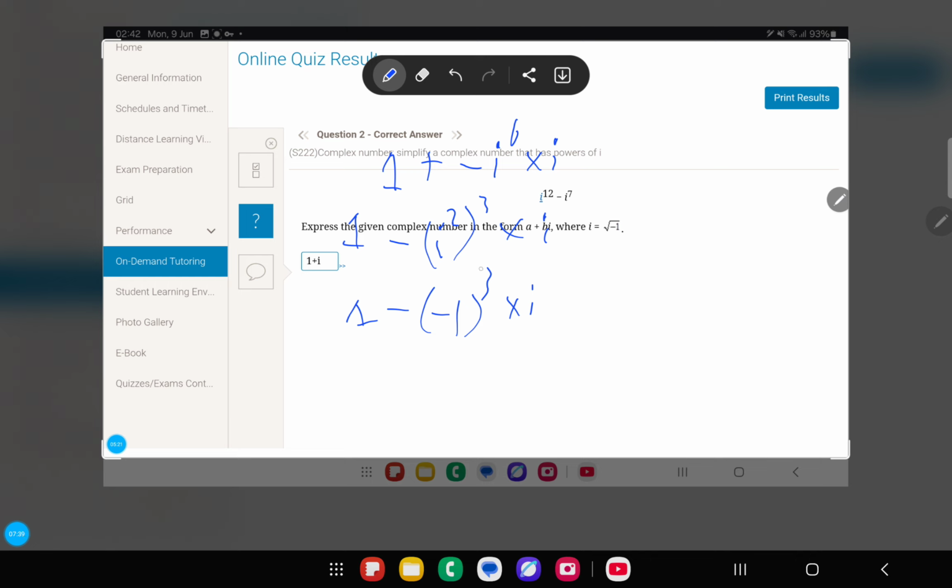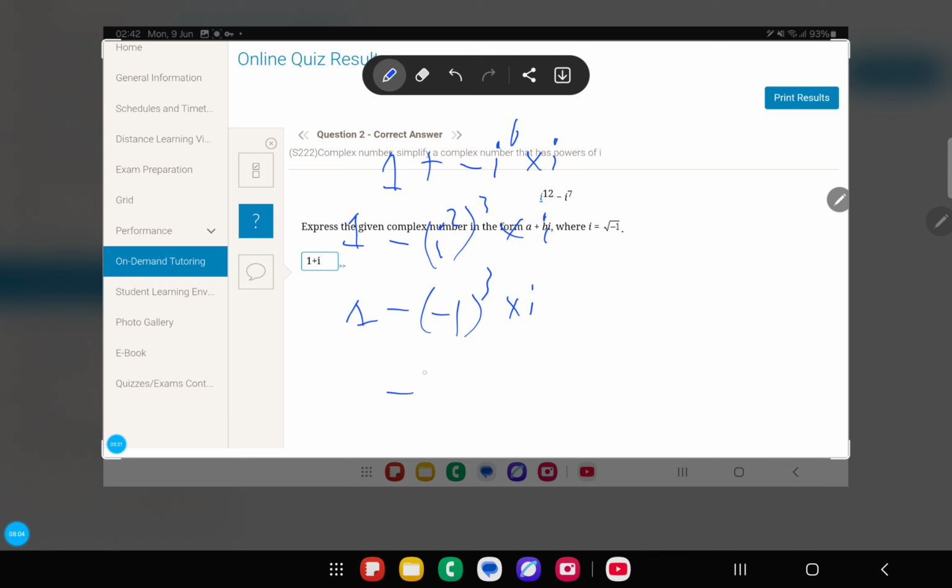So we leave i as it is. Now we solve for negative 1 to the power of 3. Let's solve in the bracket first. So as usual, you always solve what's inside the bracket first. So since the negative 1 in the bracket is to the power of 3, it stays as it is, a negative 1, because it's odd, so it stays negative.